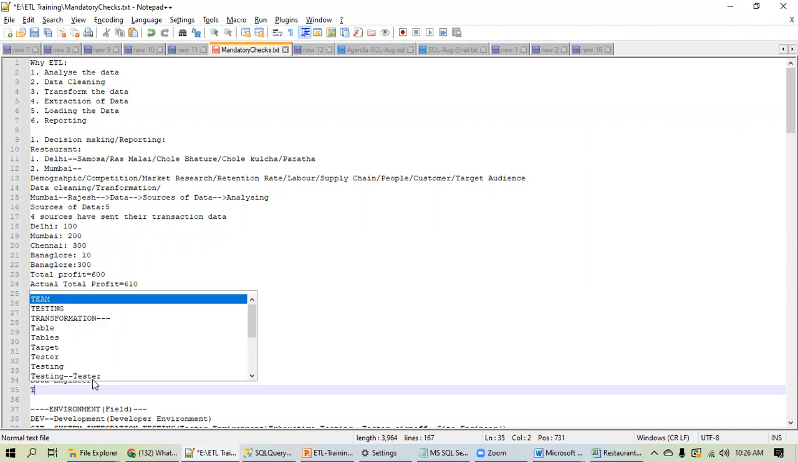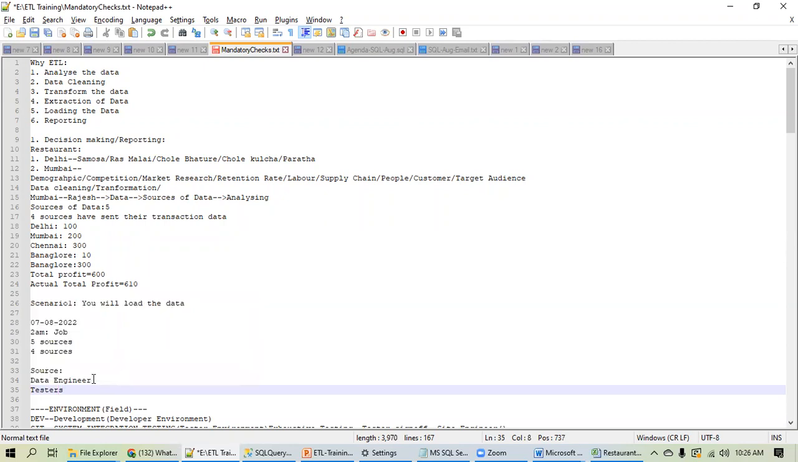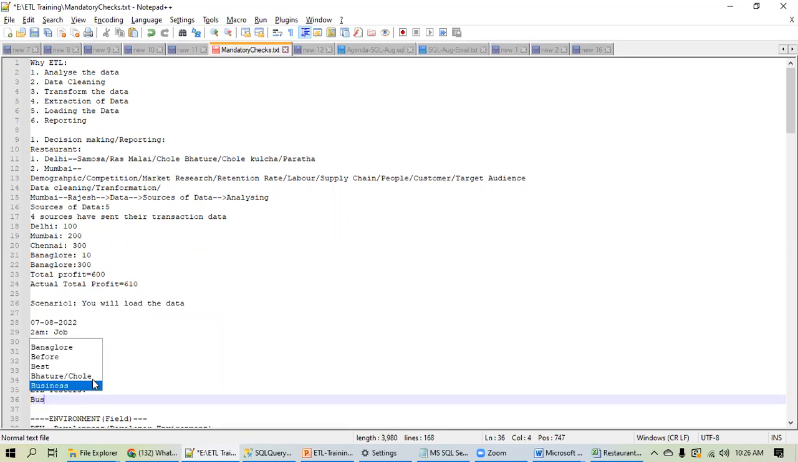What about testers? Are they not responsible? ETL tester? Yes, Tanvir. What about the business analyst? Do you think he is responsible?